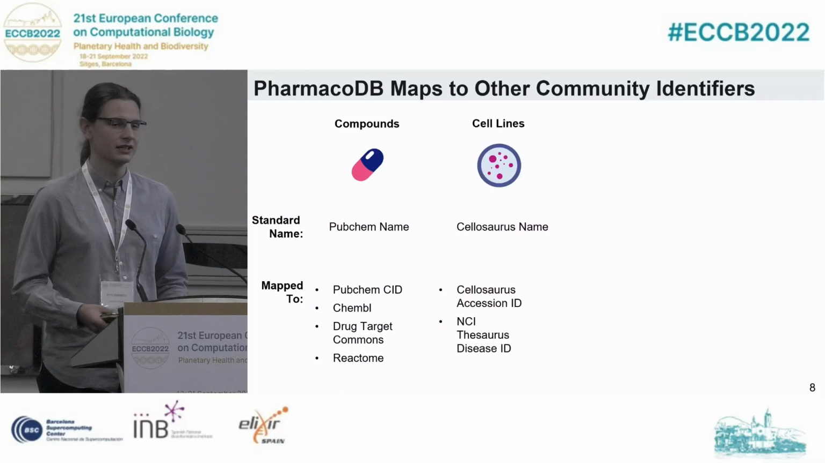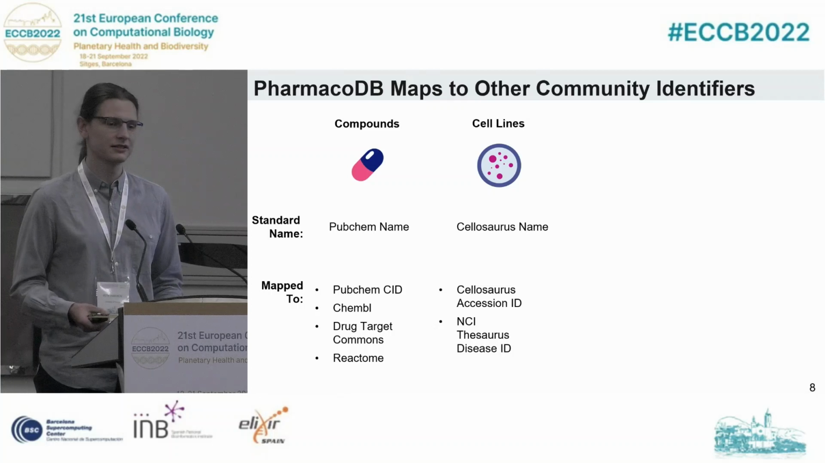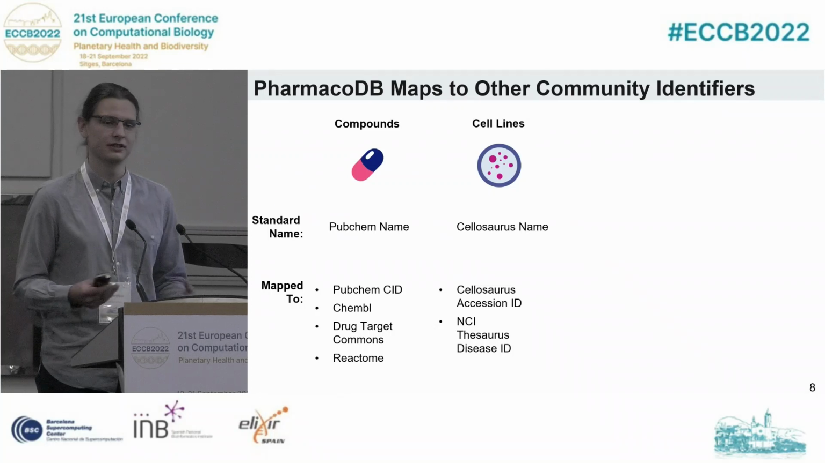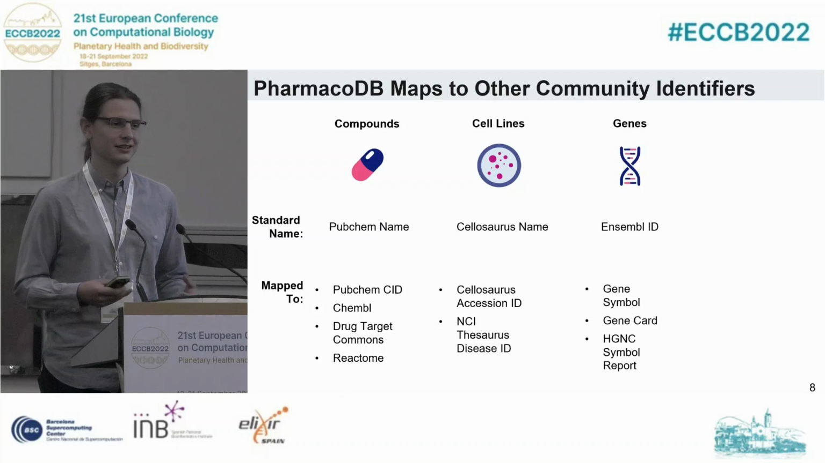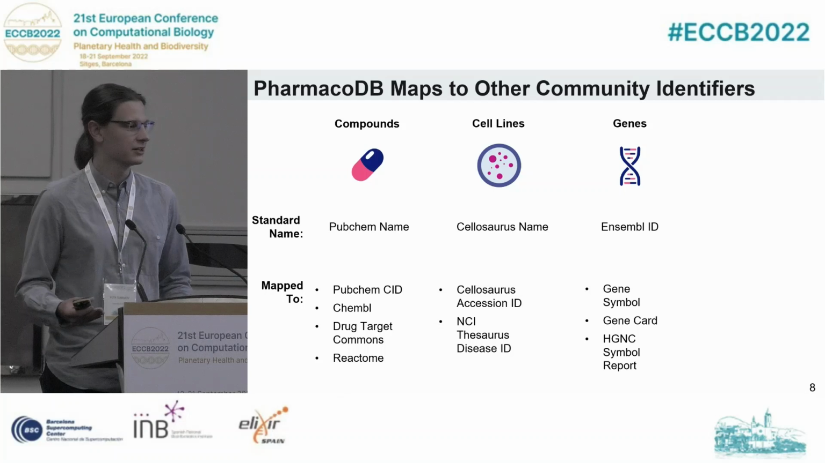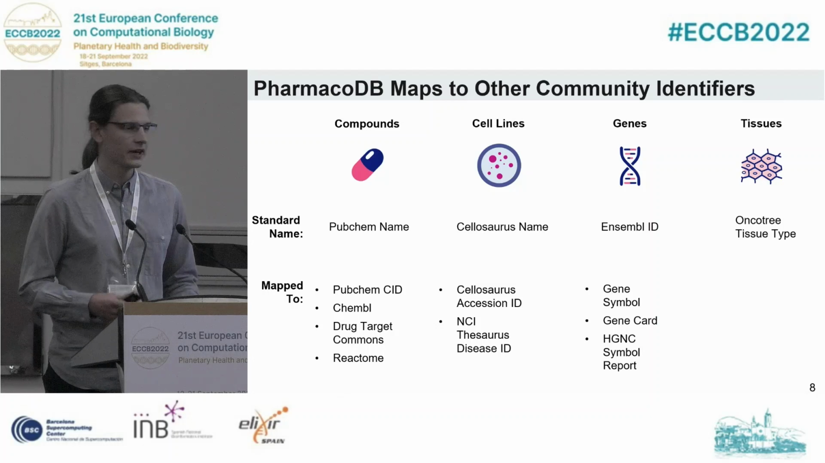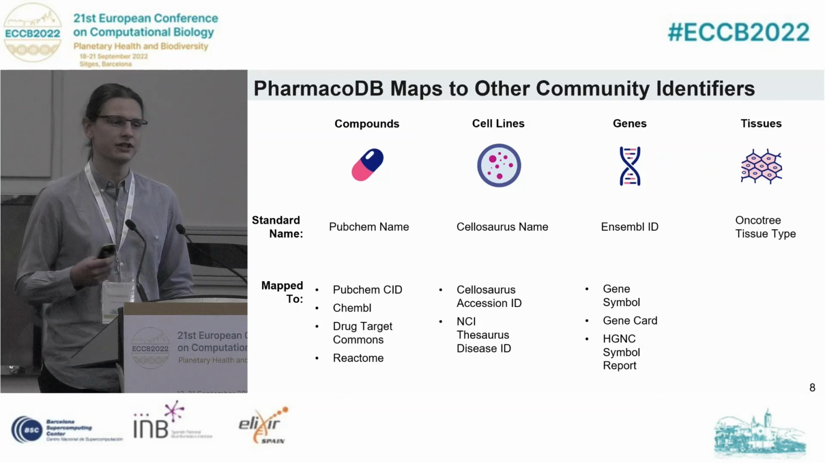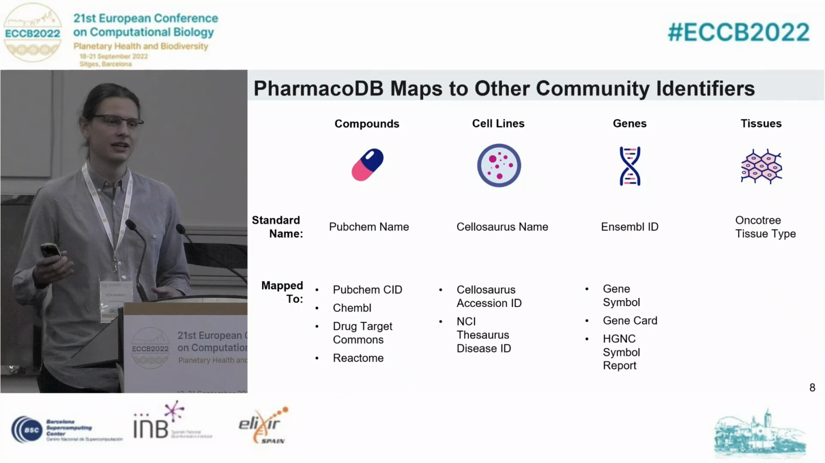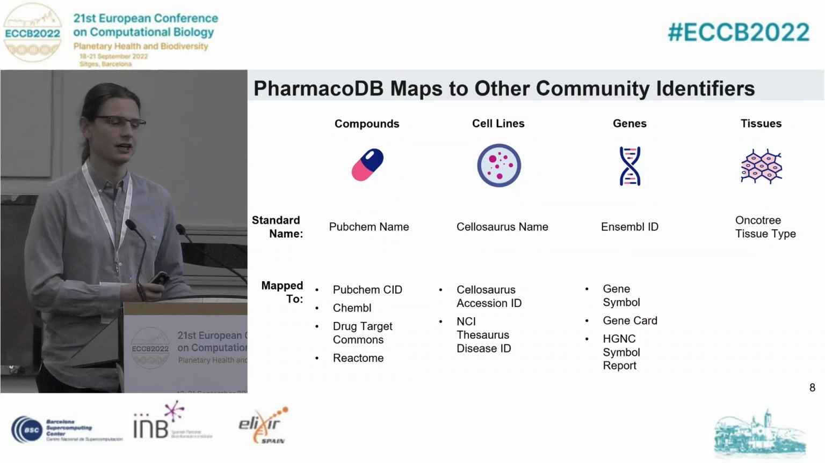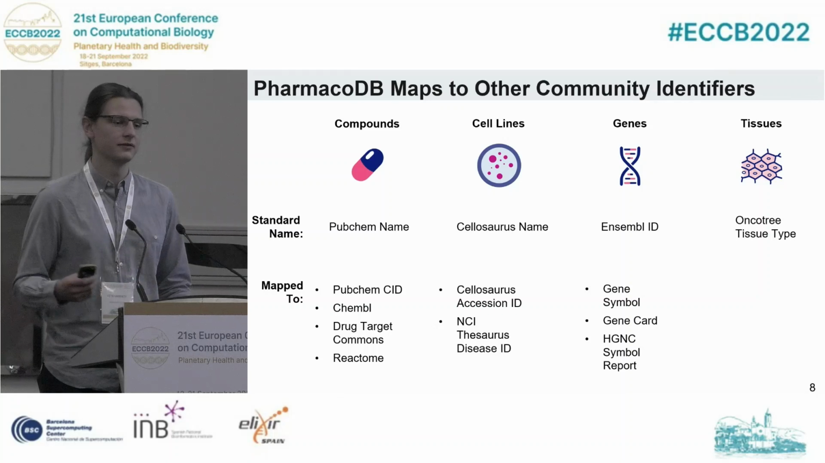For cell lines, we leverage the excellent work done at the Swiss Institute of Bioinformatics in developing Cellosaurus, an ontology of cell lines. And with their help, we map each cell line to the NCI Thesaurus disease IDs. For genes, this was admittedly pretty easy. There's a lot of resources for this. We settled on Ensembl, and we allow users to search our database with gene symbols as well. And finally, for tissues, we leverage MSK's OncoTree, which is a classification of cancers into a tree, which ends at the top with a tissue based on the cell of origin for that cancer type.